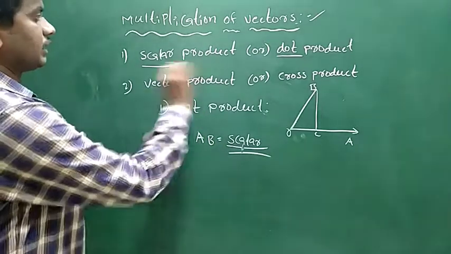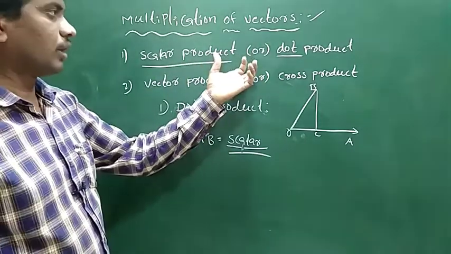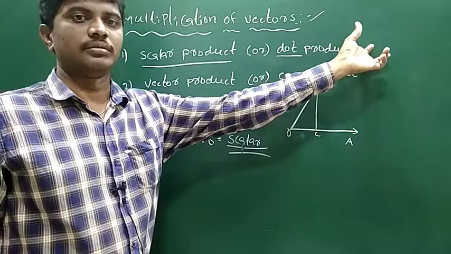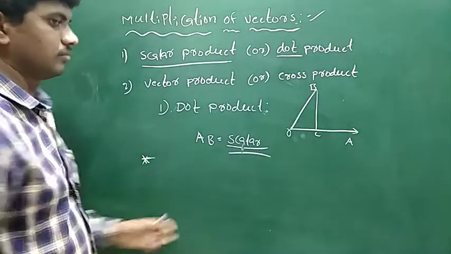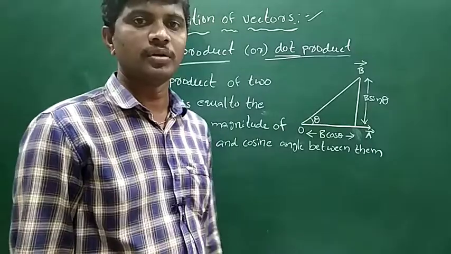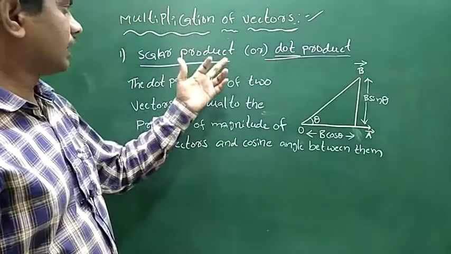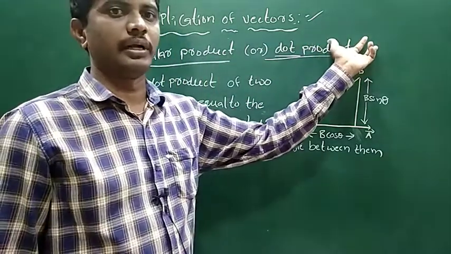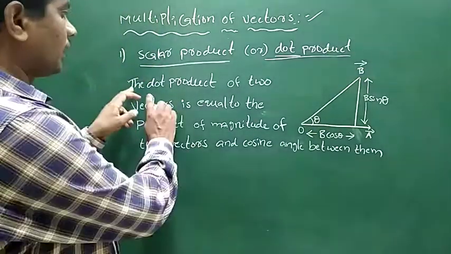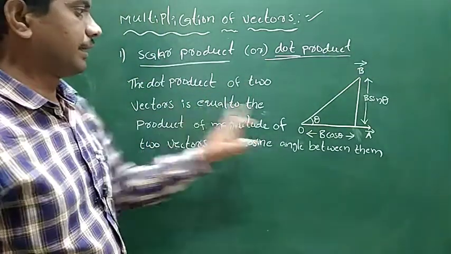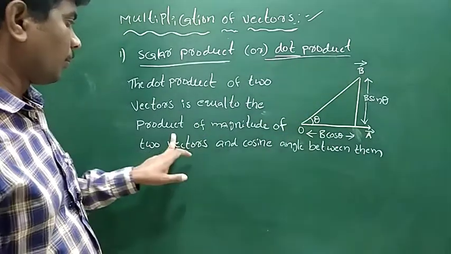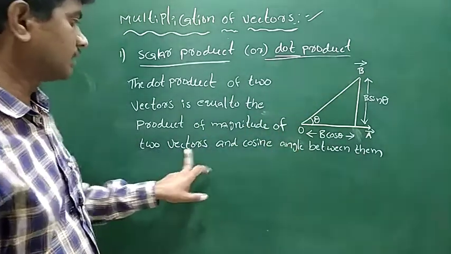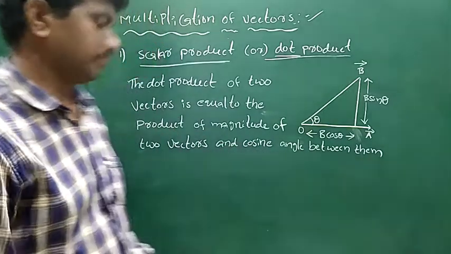Next is the definition of scalar product or dot product. The dot product of two vectors A bar and B bar is equal to the product of the magnitudes of the two vectors and the cosine of the angle between them.